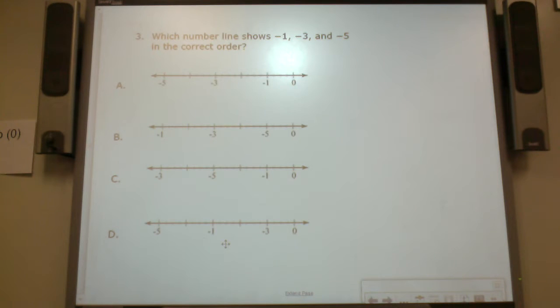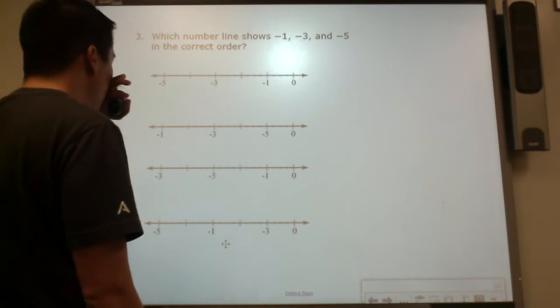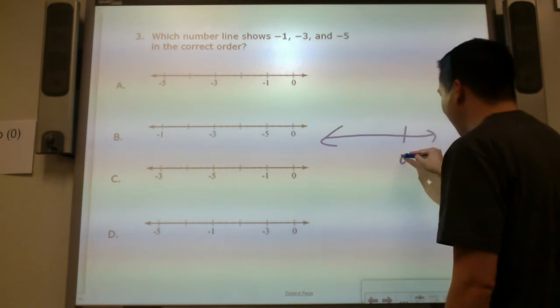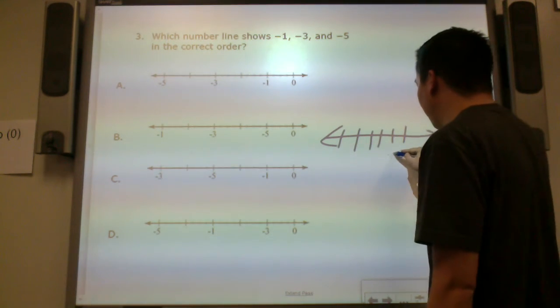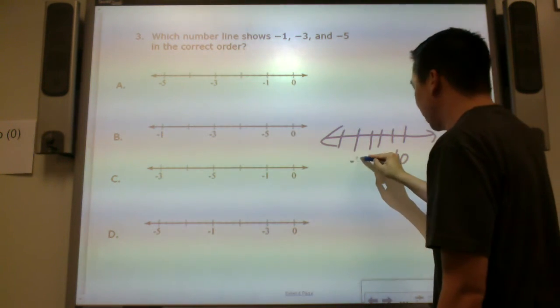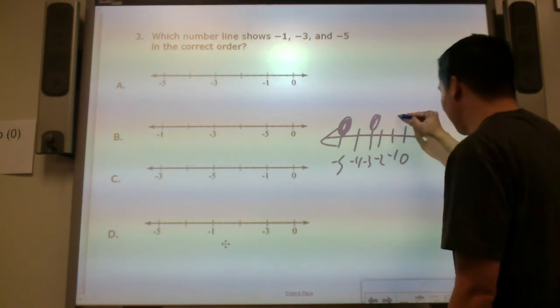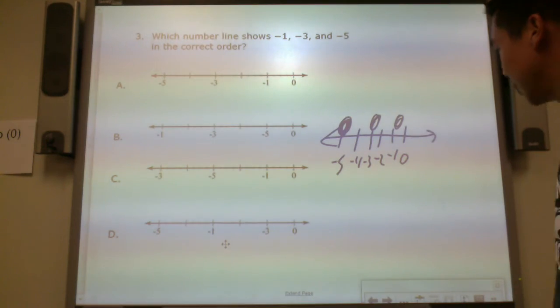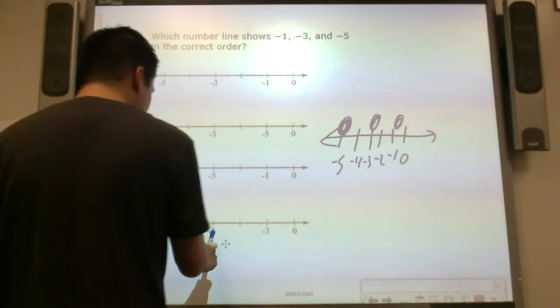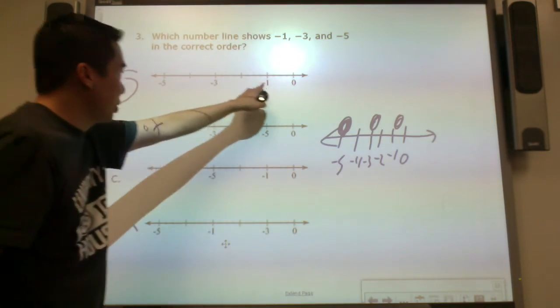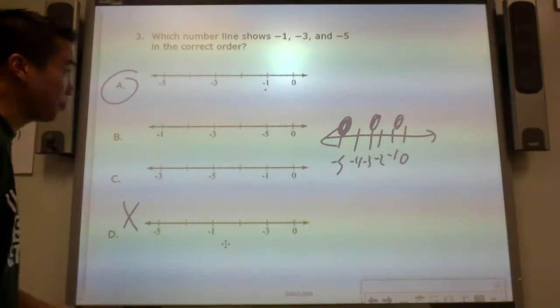Number 3, which number line shows -1, -3, and -5 in the correct order? All right, so you know what? I'm going to make my own number line first, and then I'm going to look up there, see which one did it correctly. So -5, -3, -1. So it should have 3 dots. So it should be -5. Wrong. A is the answer. -5, -3, -1, 0. That's how you do it.